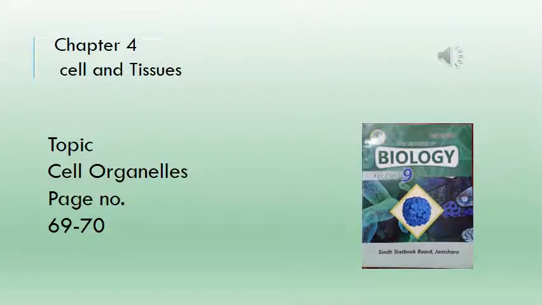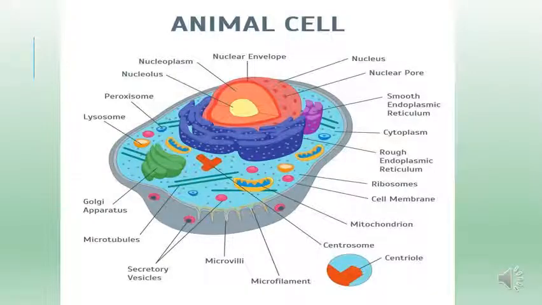Lesson number 1, the same chapter which we were studying, chapter 4, cell and tissues. Topic is cell organelle and the page numbers are 69 and 70. I hope you all will open your books along with your copies. The three-dimensional structure of the animal cell.